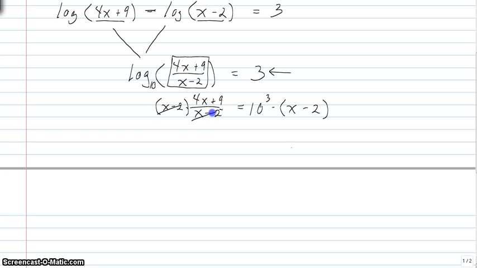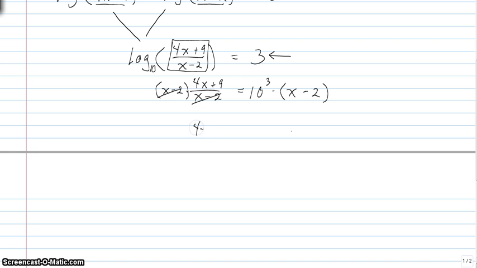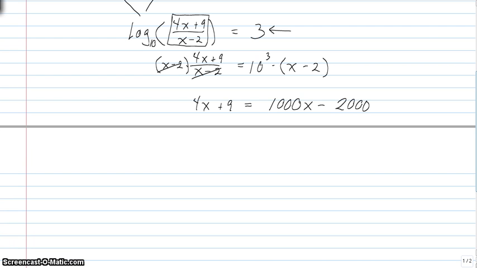We can eliminate the denominator. And then over on this right side, 10 cubed is 1,000, so I'm going to distribute that through the parentheses. Let's see if I can get through the rest of this without making any more mistakes. 1000x minus 2000. And then from here we're just solving for x. So I'm going to subtract 4x from both sides. 996x.